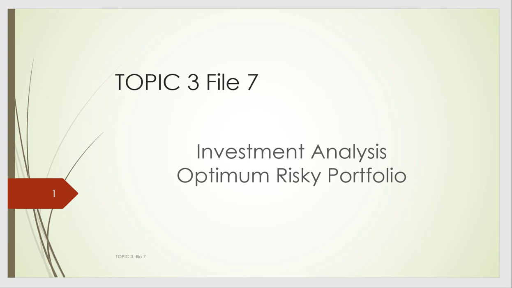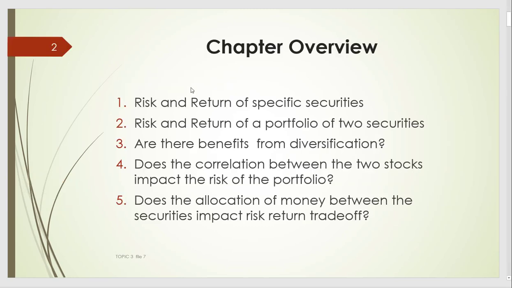In this video, we're going to be looking first at the risk and return of specific stocks, meaning the standard deviation and mean return, and we can look at the coefficient of variation to compare the securities. Then we're going to look at the risk return of a portfolio of two securities and ask, are there any benefits from diversification? Meaning, by combining two securities, does the coefficient of variation improve? Does the correlation between the two stocks impact the risk of the portfolio?